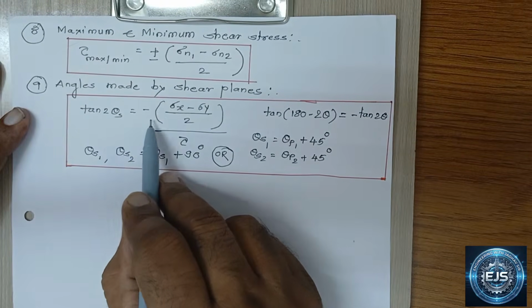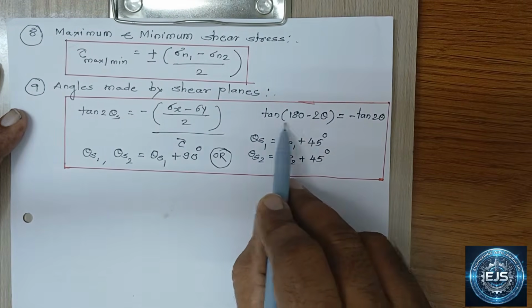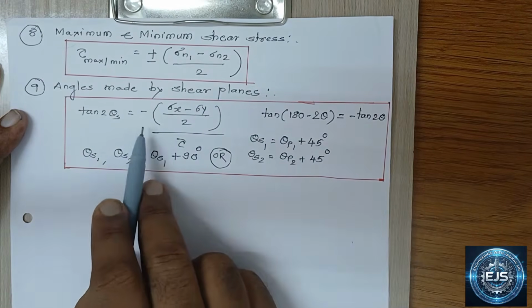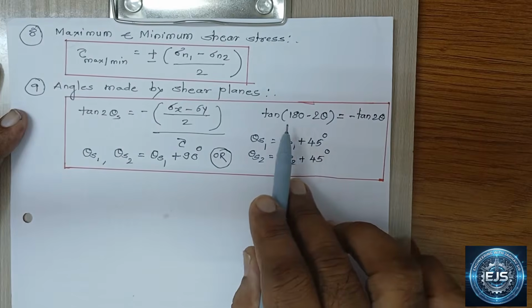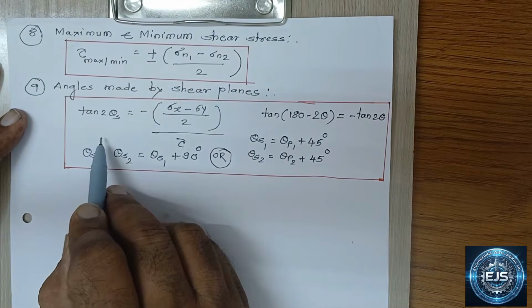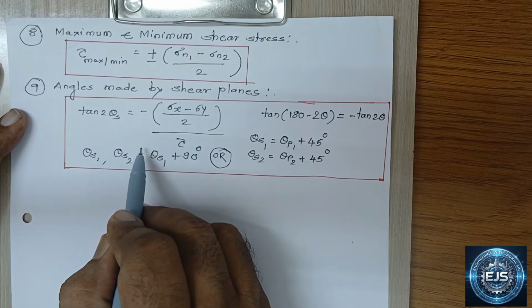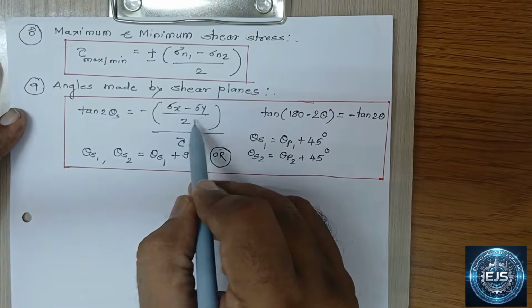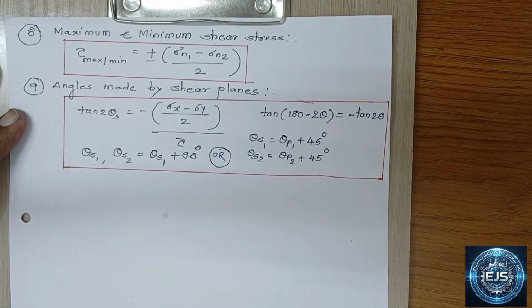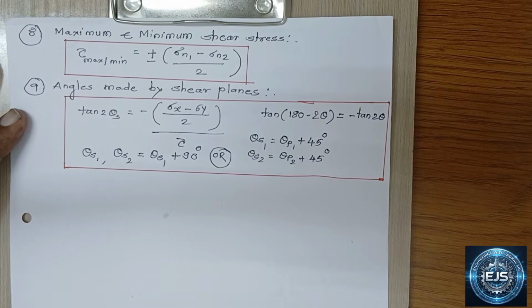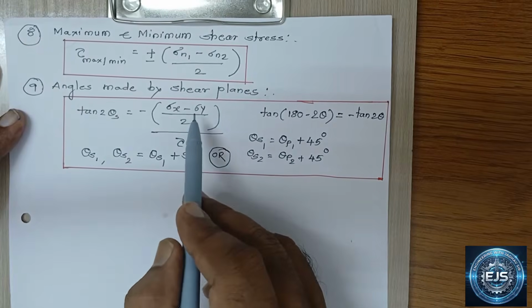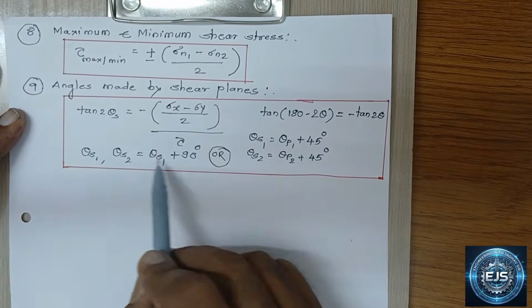So this is minus, tan of 2 theta is equal to minus. We have to use the formula tan of (180 minus 2 theta) is equal to minus tan 2 theta, because we want to remove this negative sign. So from this equation, we can calculate 2 theta: tan of (180 minus 2 theta) is equal to (sigma x minus sigma y) by 2 upon tau. From that 2 theta s, we can calculate theta s1. Theta s1 is the angle made by the maximum shear plane with respect to the vertical plane of the component, and theta s2 is equal to theta s1 plus 90 degree. So we can calculate the angle made by the shearing planes by this formula.